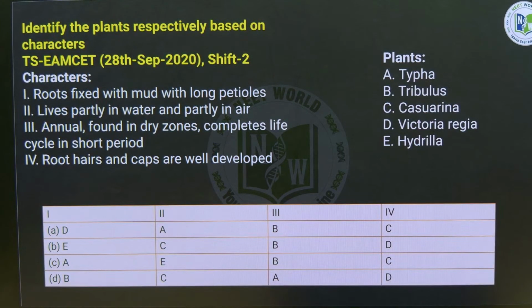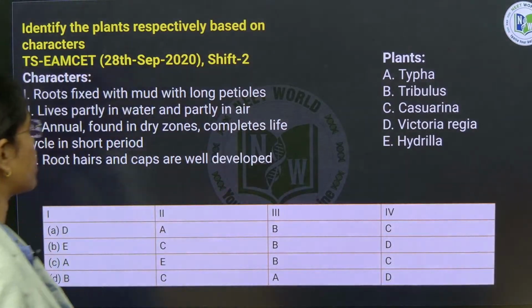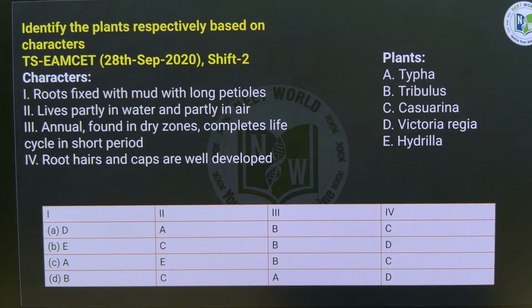Roots fixed with mud with long petioles that you will be seeing in submerged suspended hydrophytes. Roots fixed with mud, they will have long petioles, right? So, just look at that properly. Look at it properly and answer. I am expecting responses.